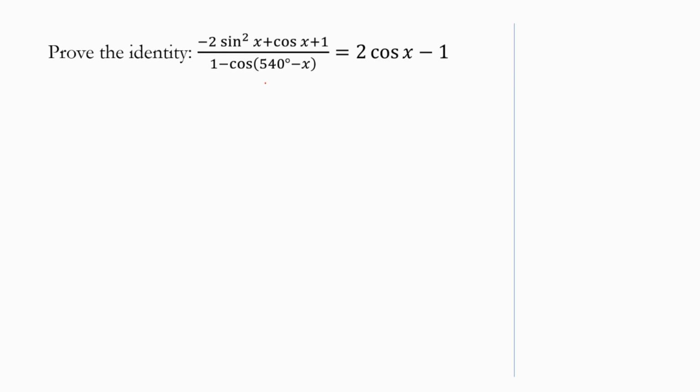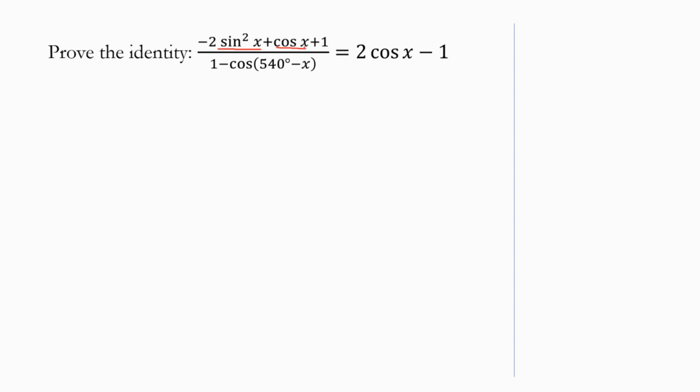Right, it says prove the identity, and then we have this identity with the left hand side and the right hand side. On the left hand side, which is more complicated, we have to work on it. Okay, let's look at the numerator and then the denominator. In the numerator we have sine squared x and then cos x. Can we change sine squared x to cos squared x? Yes, we can change that.